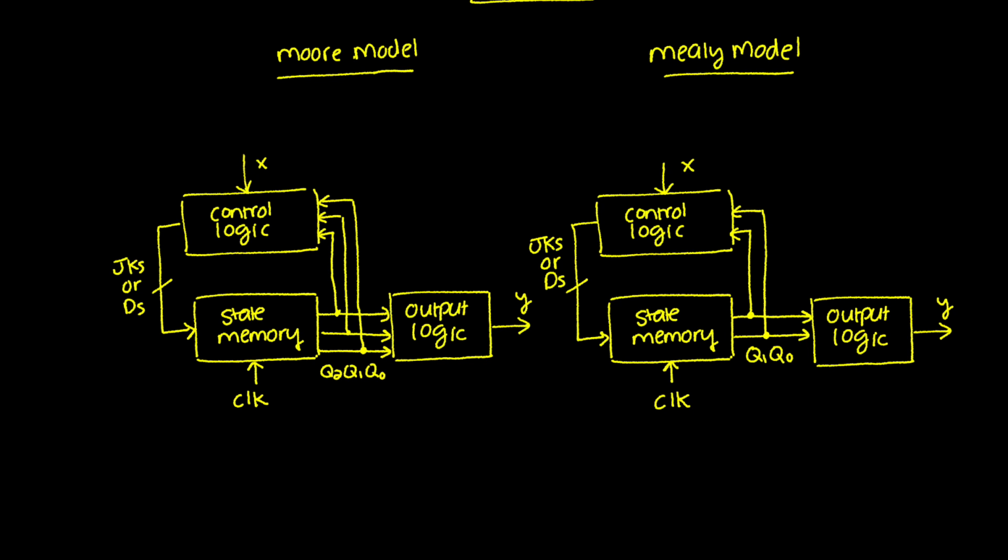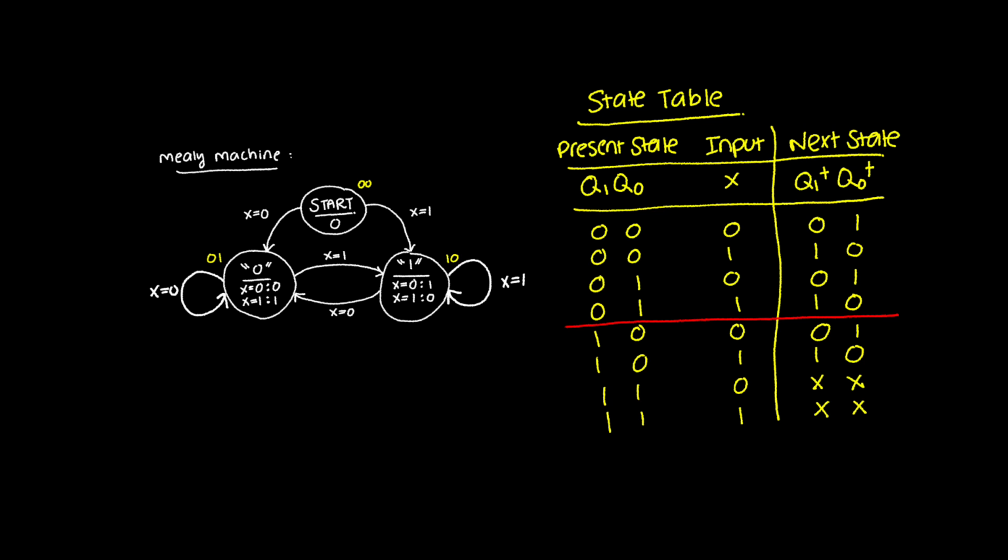And similarly, going back to the Mealy machine, I can also see that my transition to the next state, what state I'm going to go to, depends on, well, first of all, what state am I in now?